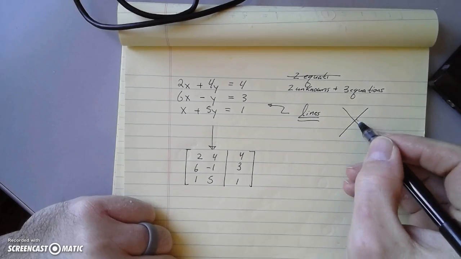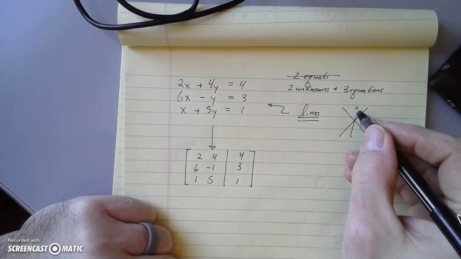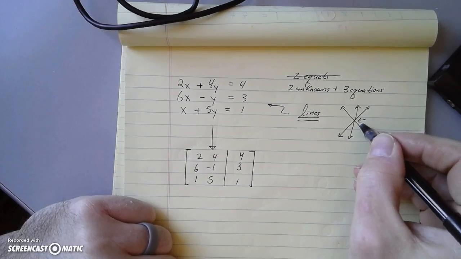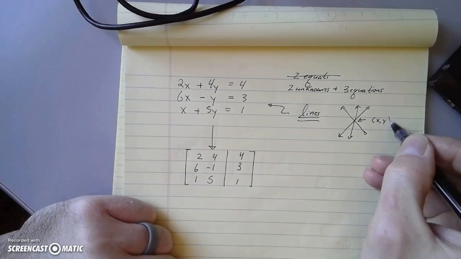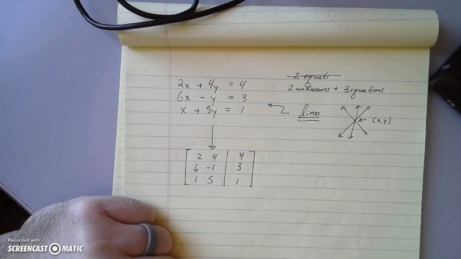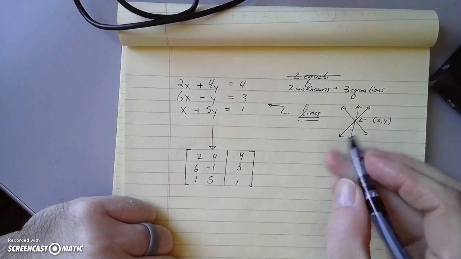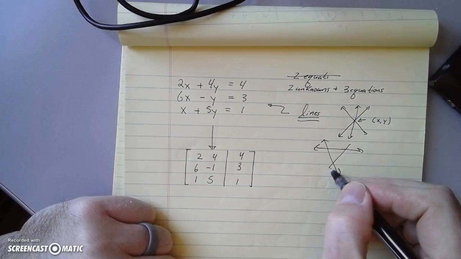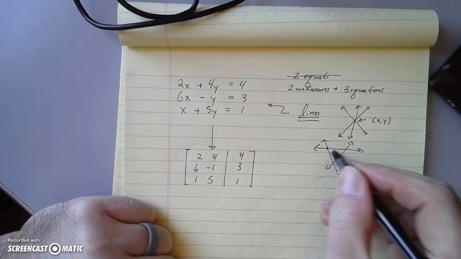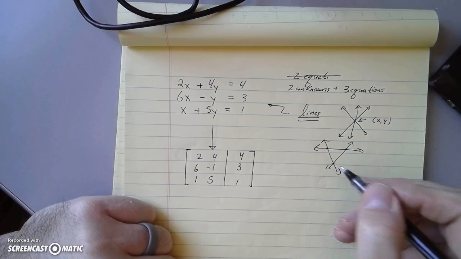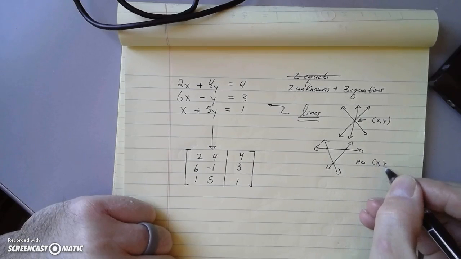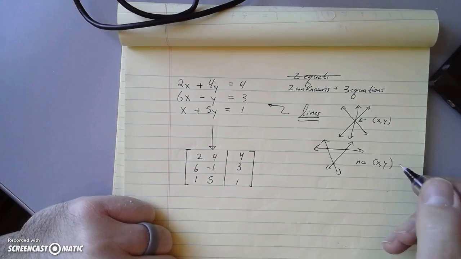Well, they could all intersect, right? That's possible. So you could end up with an x and a y that satisfy these 3. That's unlikely because I just made this problem up. You could have 3 lines that all mutually intersect, so any pair of them have a solution, but there's no xy. That would be no solution.